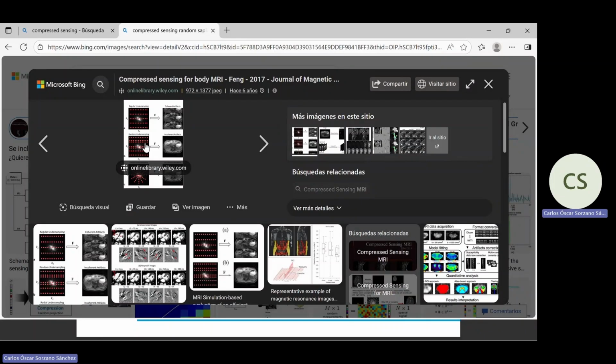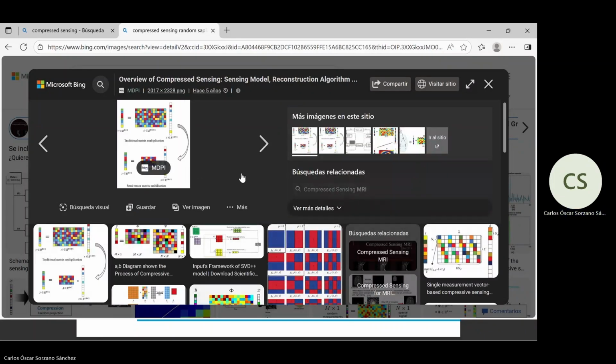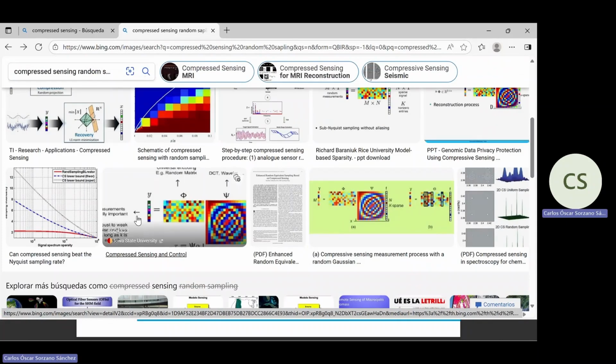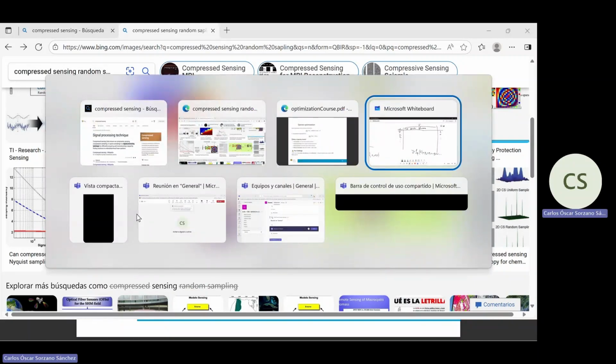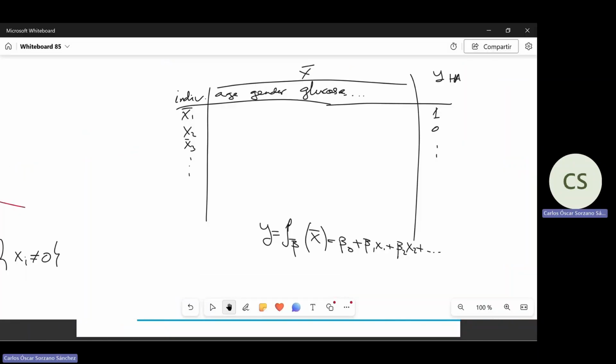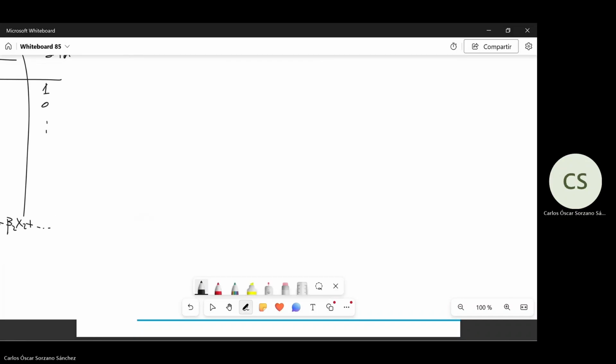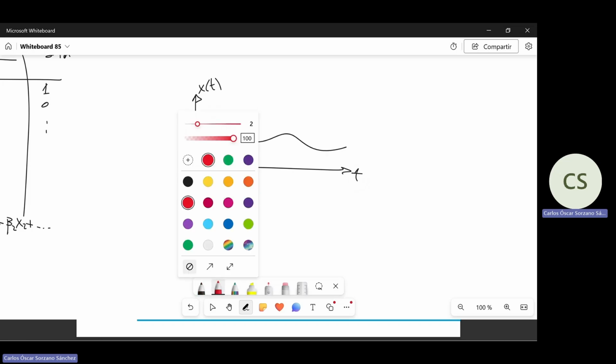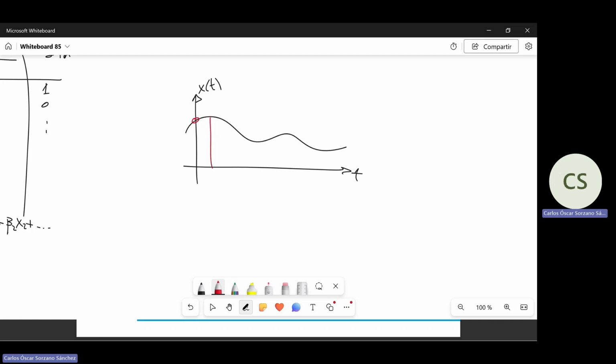Let's say that you want to measure a function. Let's say that I have a signal, a function of t, so this is x of t. You know the standard uniform sampling. You take samples, and from the samples you can recover x of t, right?